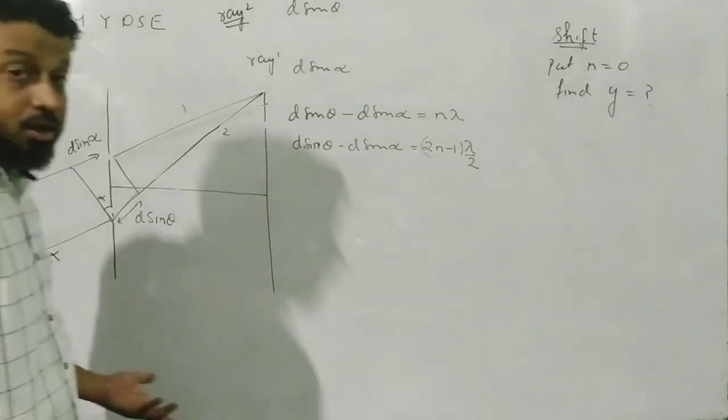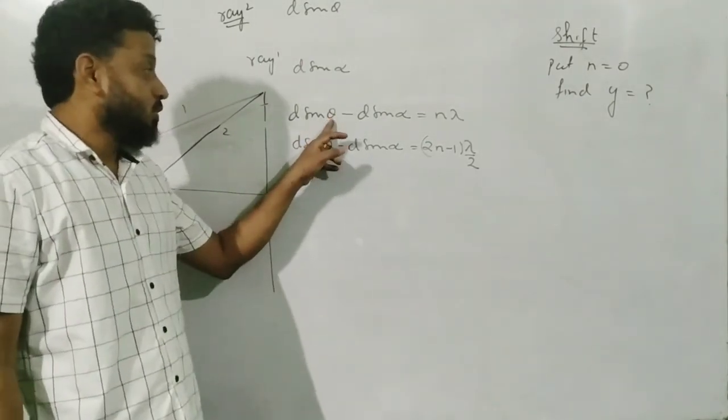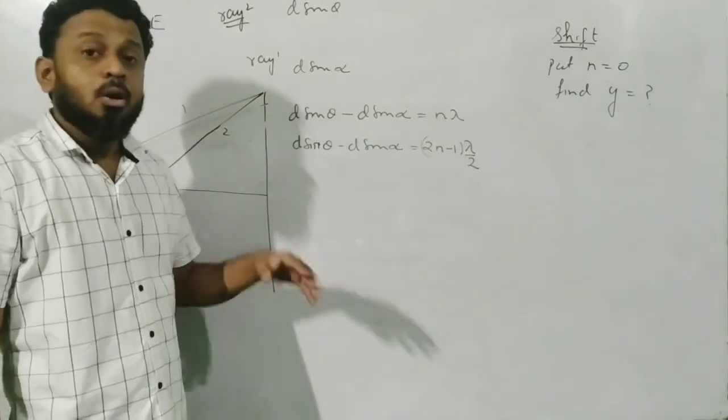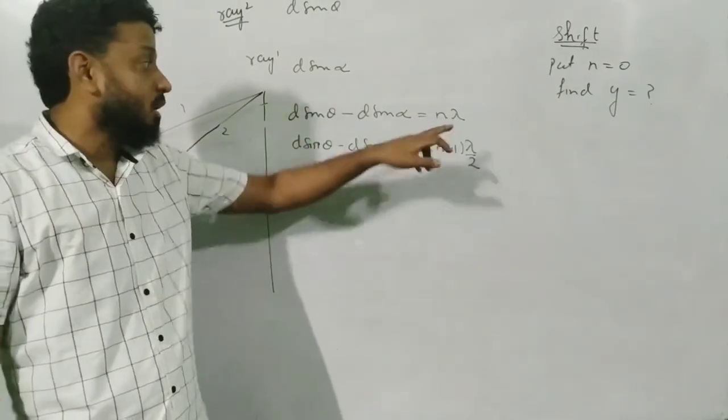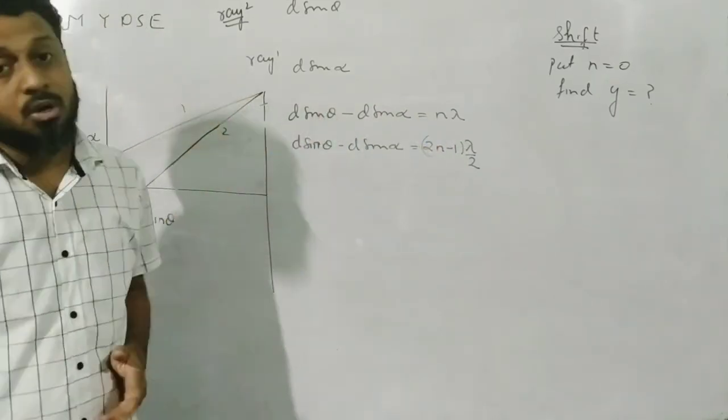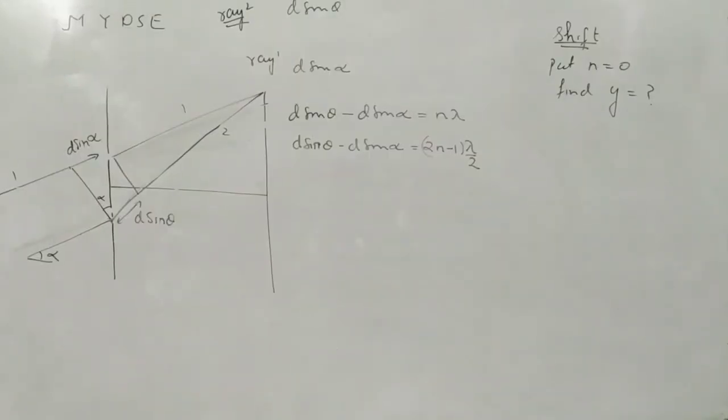Who is at the center of the screen? Put theta equal to 0 and find the value of n. Where is the central maxima, where is the zero order maxima? Put n equal to 0 and find the value of theta. So this is the whole logic that we have to understand.